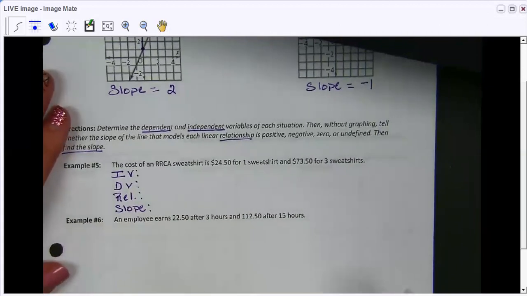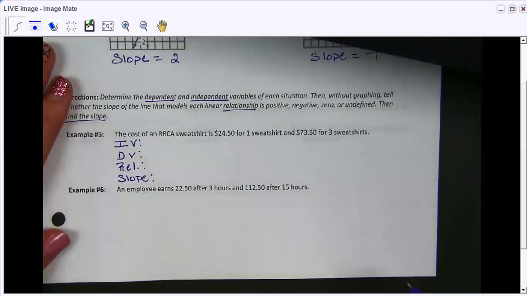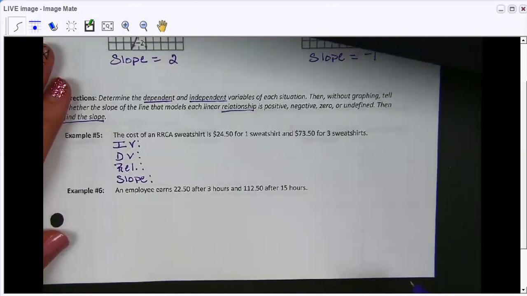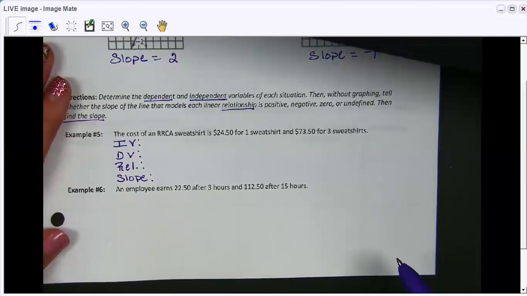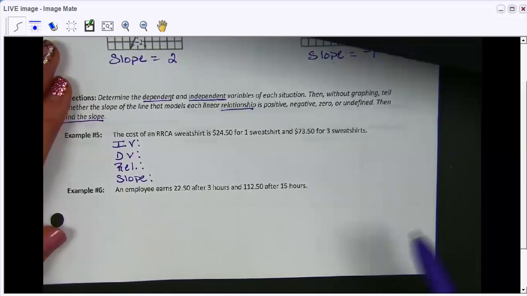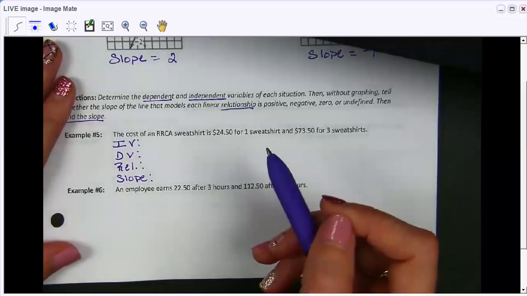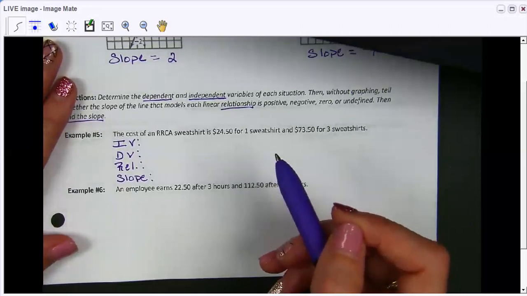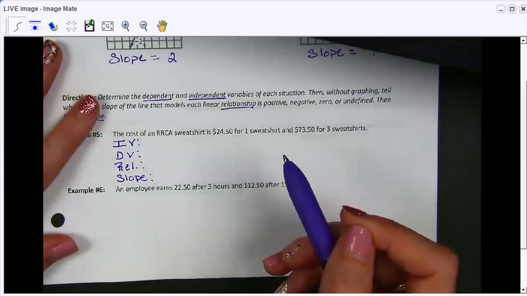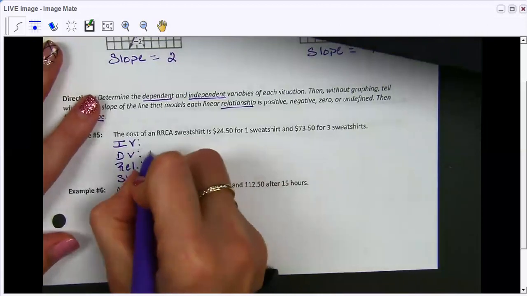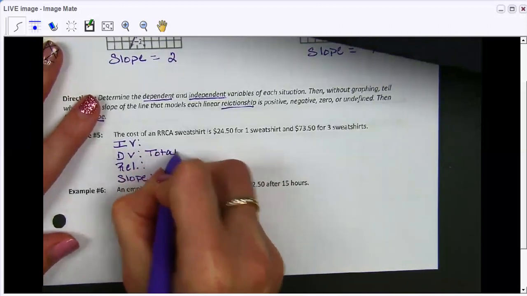All right, so the cost of a Round Rock Christian Academy sweatshirt is $24.50 for 1 sweatshirt and $73.50 for 3 sweatshirts. So we have to first determine the independent and dependent variables. Okay, Andrew? I found the dependent. Okay, what's the dependent? Price. Okay, so total cost is your dependent.